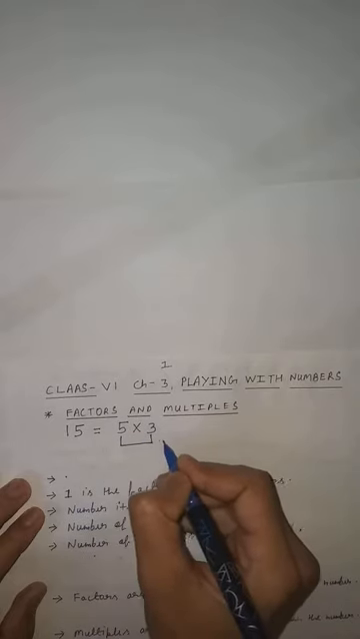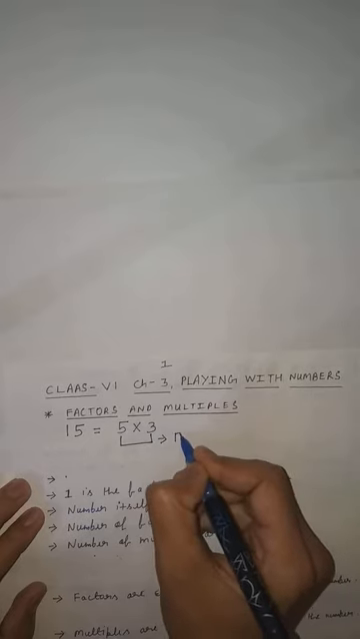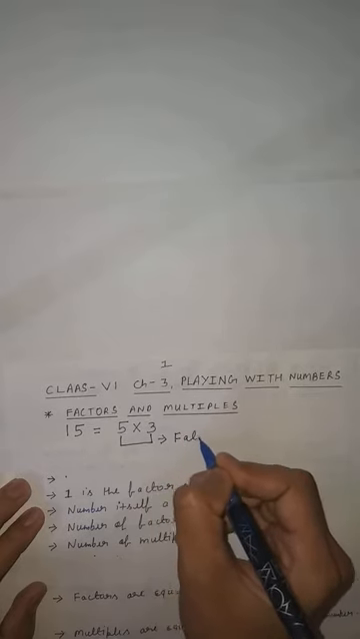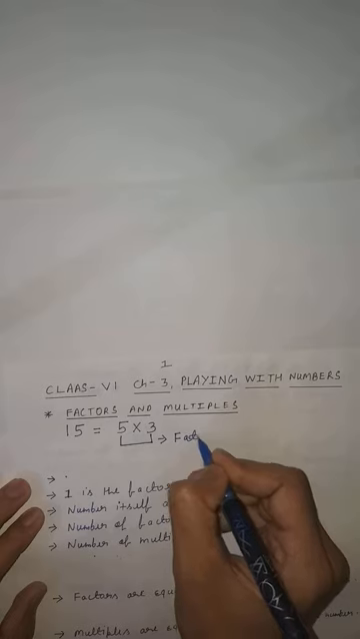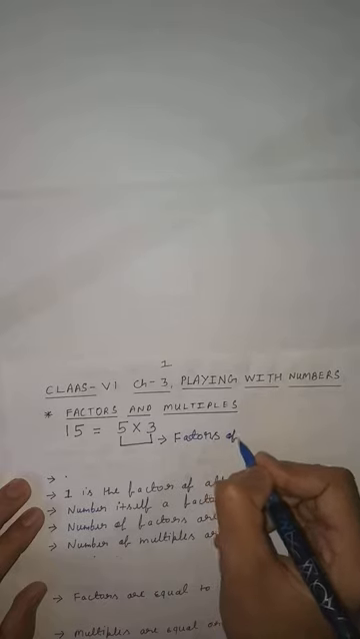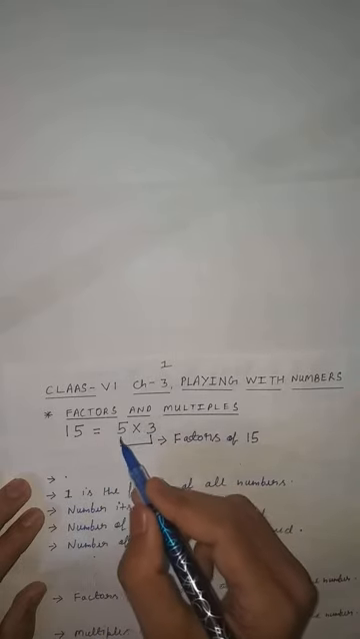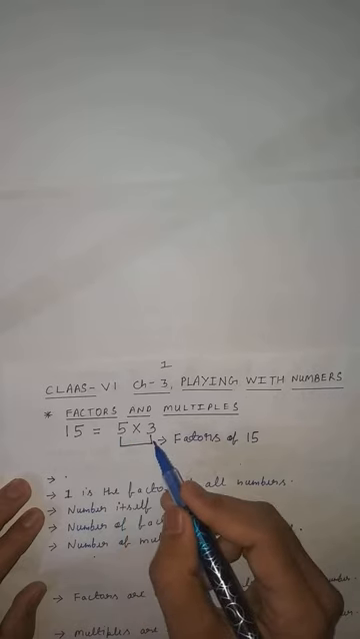They are the factors of 15. It means 15 is divisible by 5 as well as 3. Means 15 will come in the table of 5, and 15 will also come in the table of 3.